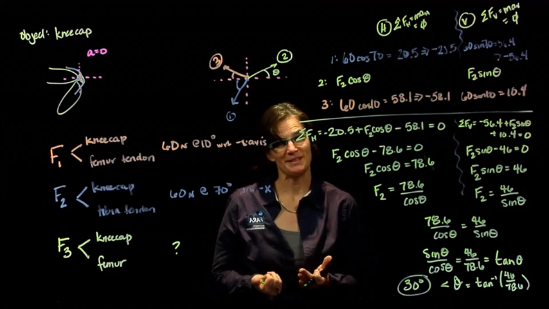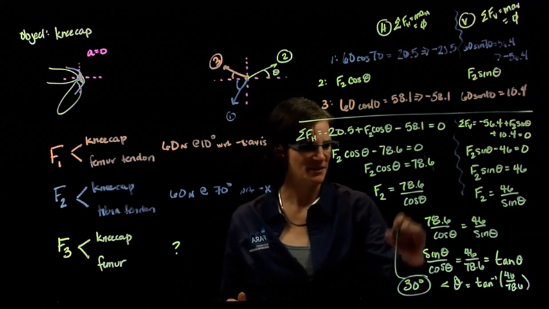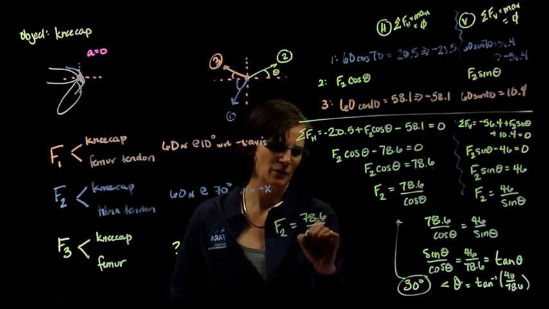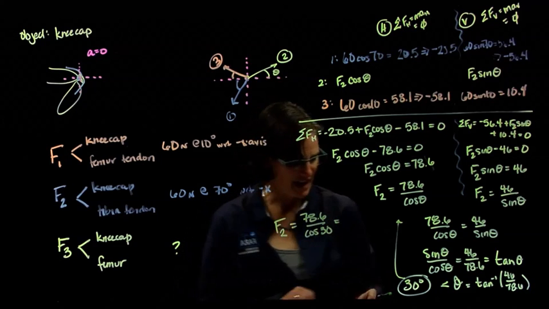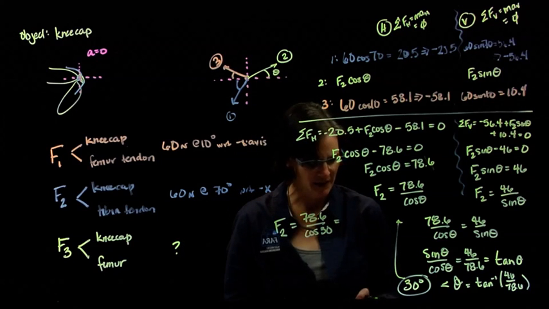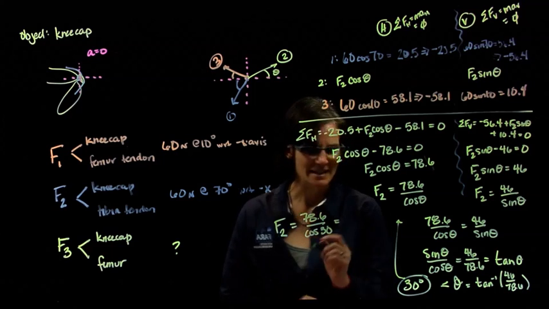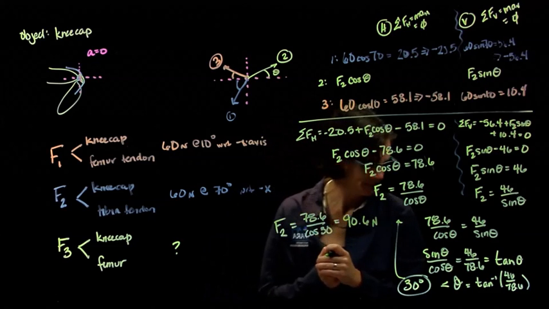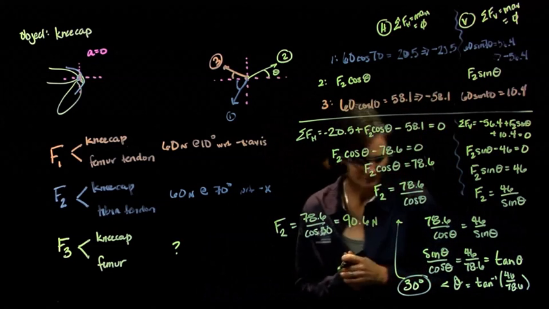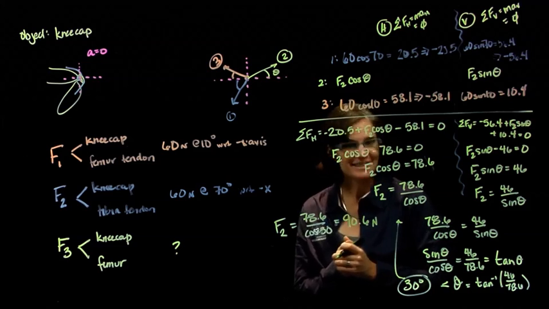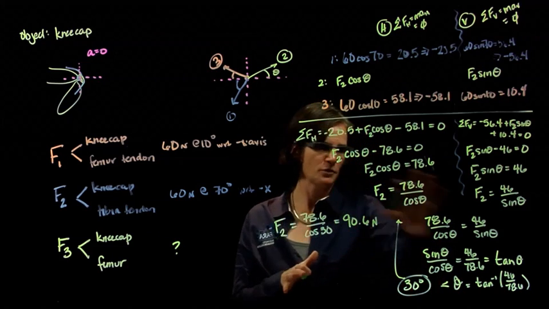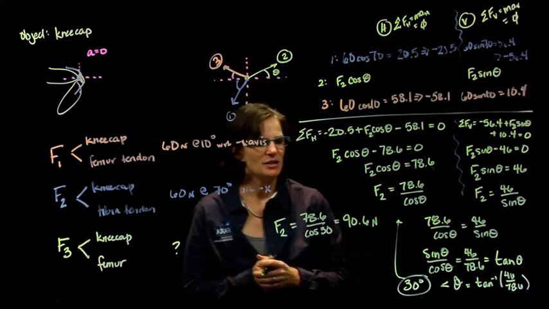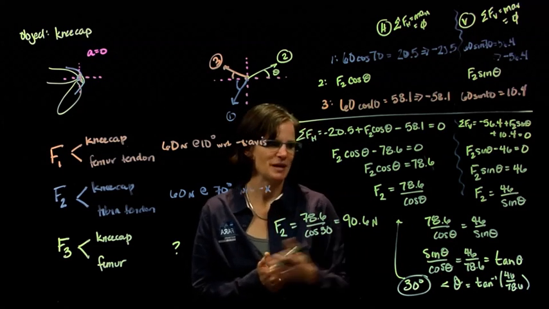I still need to know my magnitude. So now that I have my angle of 30 degrees, I can plug that in. The force 2 is 78.6 over the cosine of 30, which gives me 90.6 newtons. So in your book, we have a little bit of rounding differences. Your book did not round at all through the process. I did. So we're going to have a little bit of variability in our final answer because of that. So 91, your book gives me 92, angle is the same.